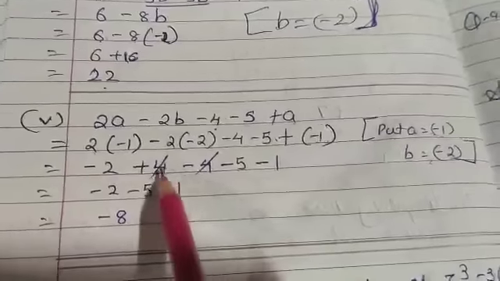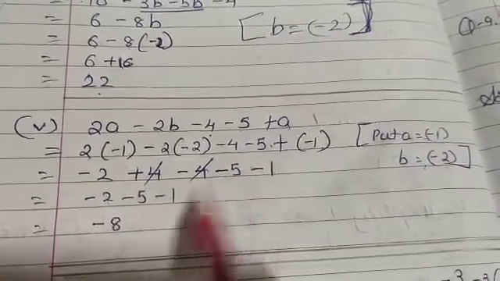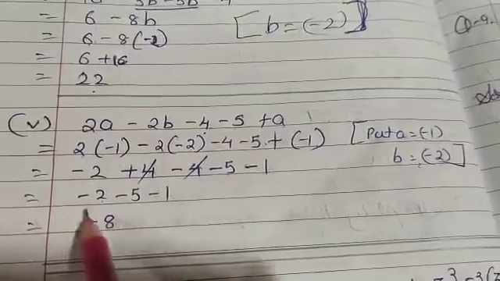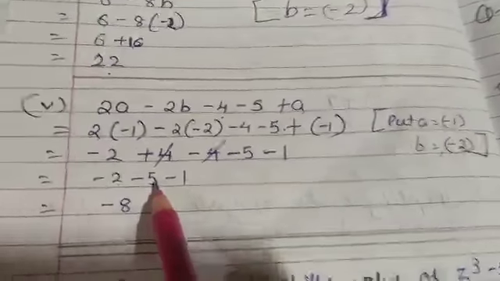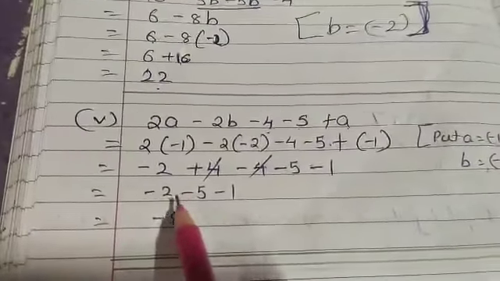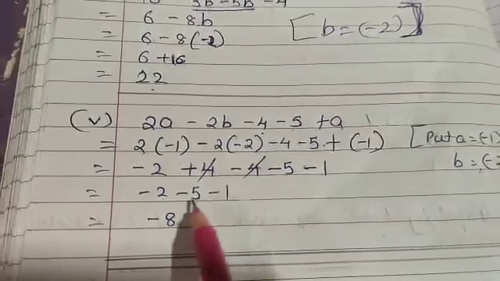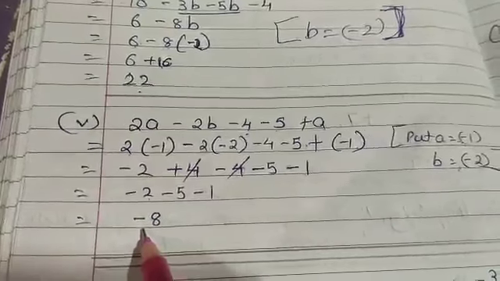minus 1 as it is. Then positive 4 and negative 4 will get cancelled. Now only minus 2, minus 5 and minus 1 are left. All are of the same sign, so you have to add them. That is 5 plus 2 plus 1: 5 plus 2 is 7, 7 plus 1 is 8, and all are negative, so your answer will be negative 8.